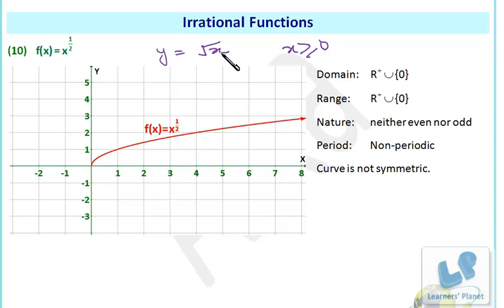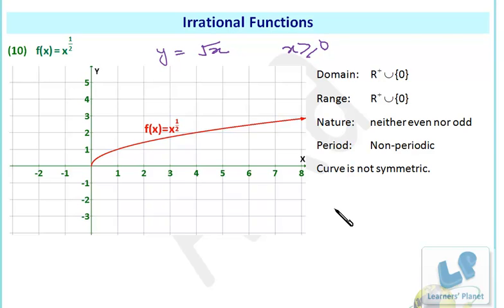Now if x is positive, since you are taking a positive value, the square root of a positive value will always produce positive values, right? So y will also be positive real numbers as well as 0, right? The next thing is nature.